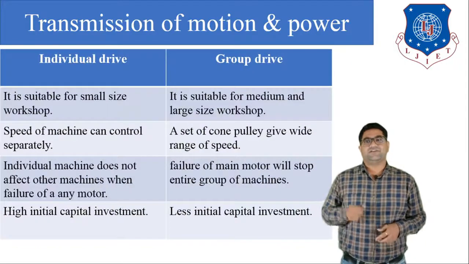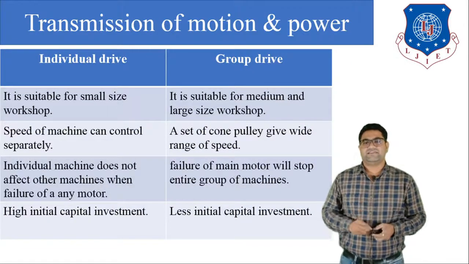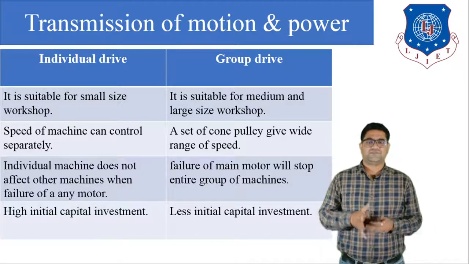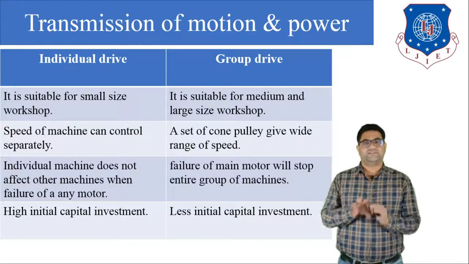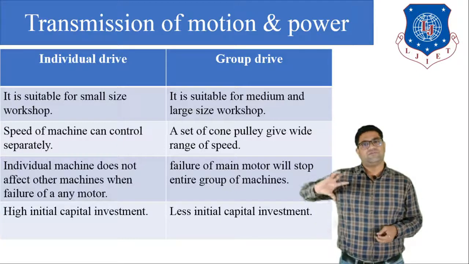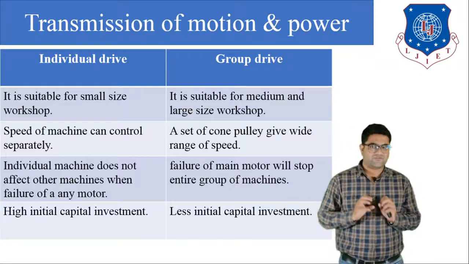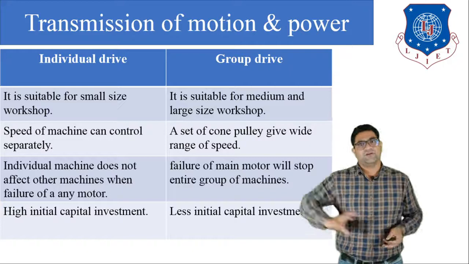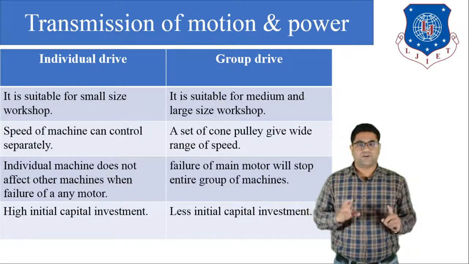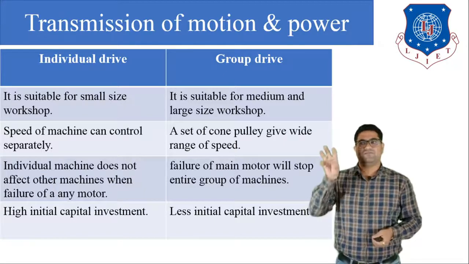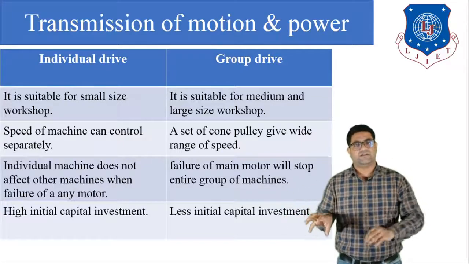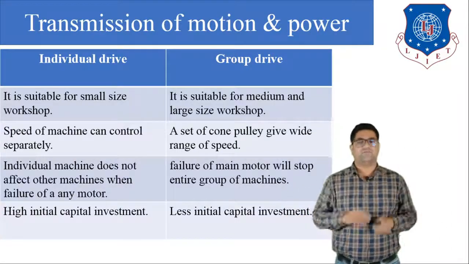Now I am moving on to the last topic of this chapter, that is the difference between the individual drive and the group drive. First of all, you have to understand the basic definition of the individual drive and the group drive. In the individual drive, there will be one motor and it will run one machine. But in the group drive, there will be one motor and it can run different machines. So in the individual drive, one motor will run one machine. In the group drive, one motor will run 2, 3, 4, yes, many machines.